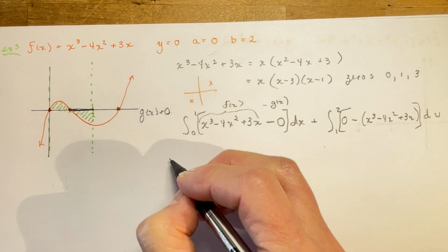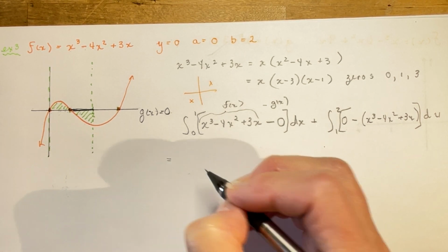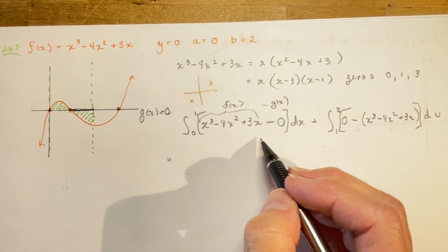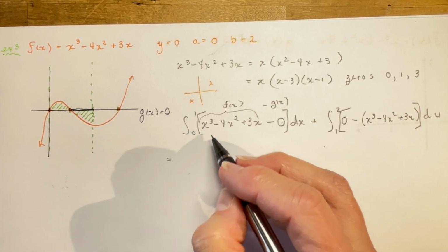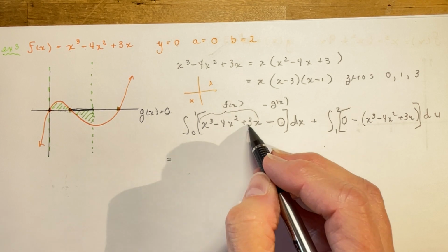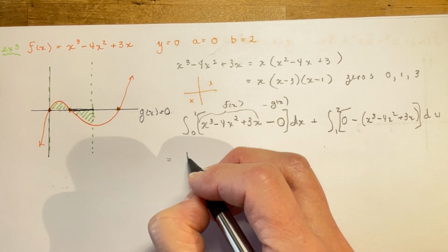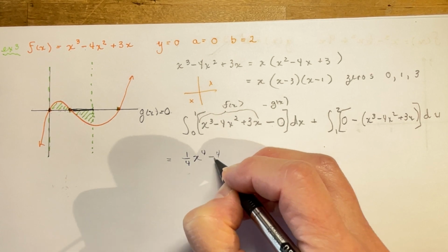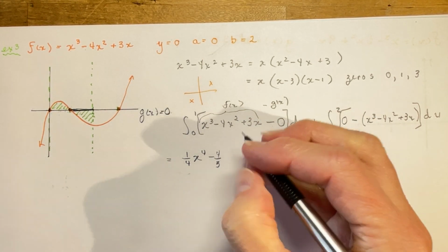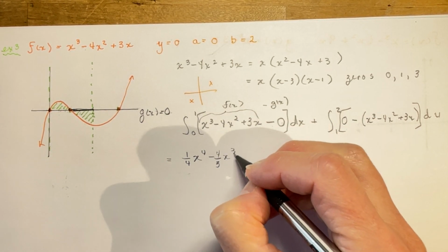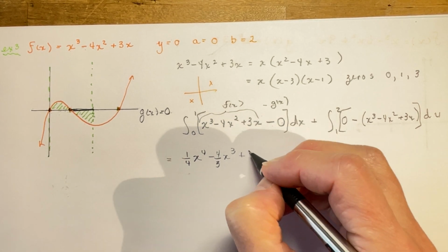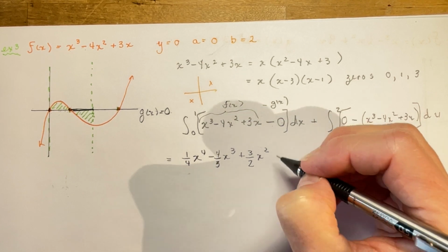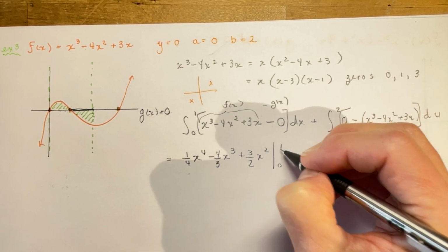The rest of this is pretty simple, right? So because I'm subtracting 0 here, I don't have to worry about that. I'm just going to take the antiderivative of these three terms. So that's going to be 1/4 x to the 4th minus 4/3 x cubed, add 1, that's going to be 3/2 x squared, evaluated between 0 and 1.